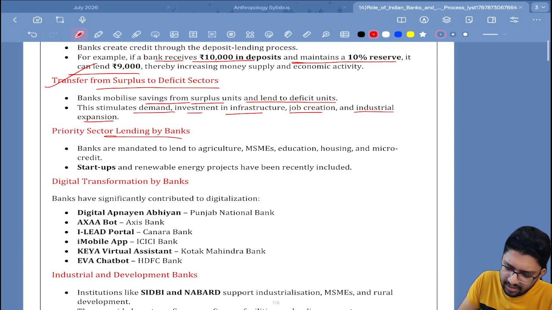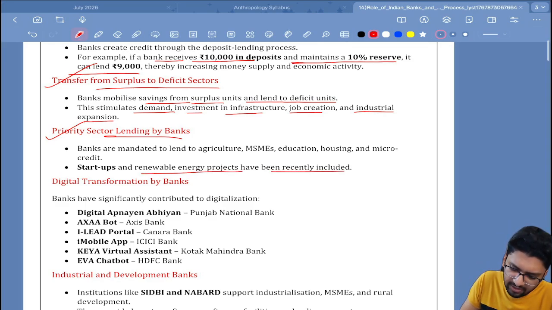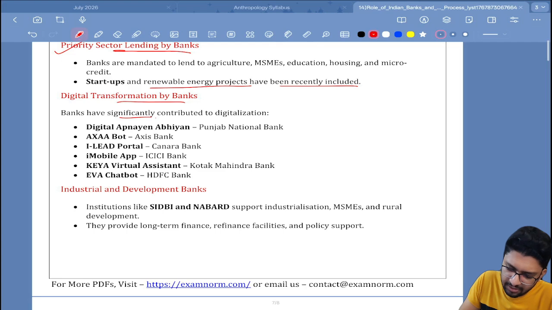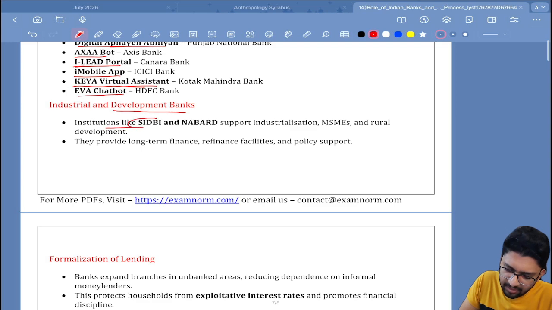Priority sector lending by banks. Banks lend to education, housing, MSMEs, etc. Startups and renewable energy projects have been recently included. Digital transformation by banks. Banks have significantly contributed to digitalization via Digital Apnayan Abhiyan, Bot, iLead portal, iMobile app, Kia virtual assistant, EVA chatbot. Industrial and development banks. Institutions like SIDBI and NABARD support industrialization, MSME, and rural development. They provide long-term finance, refinance facilities, and policy support.